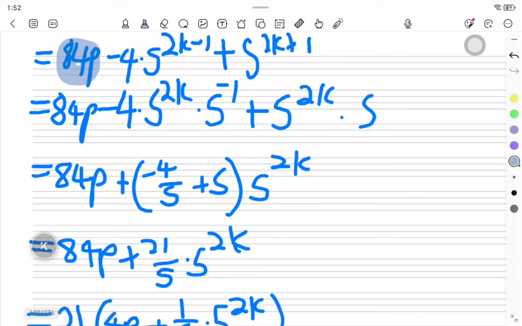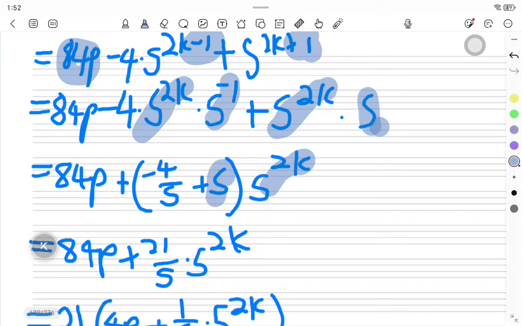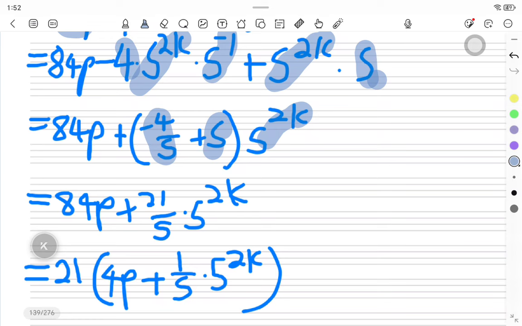Then I factor them out because they're the same, right? Factor out this, and I'll just be left with 5. I'll be left with negative 4 over 5. So if I add negative 4 over 5 plus 5, I get 21 over 5, right? Times 5 to the 2k. Then I now do this here. I factor out the 21.